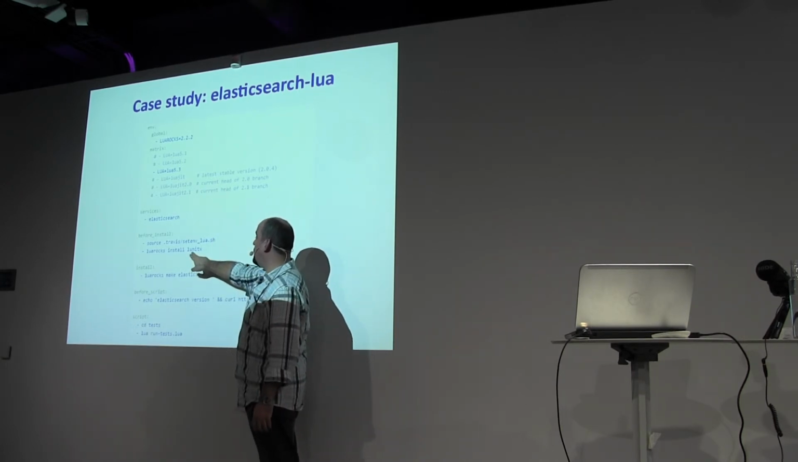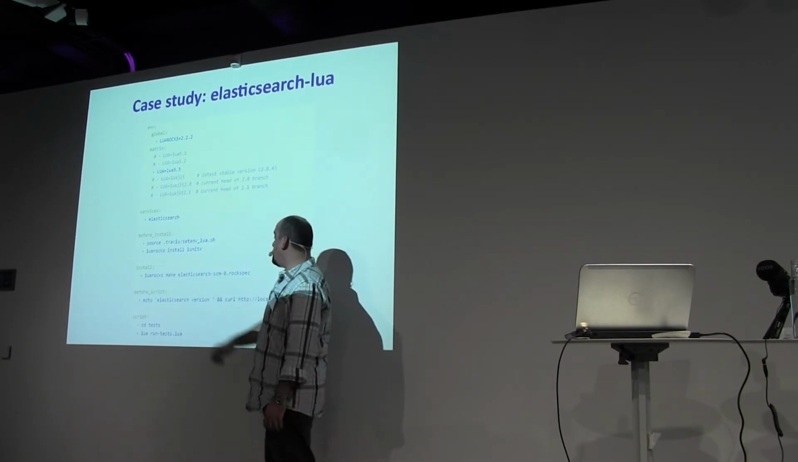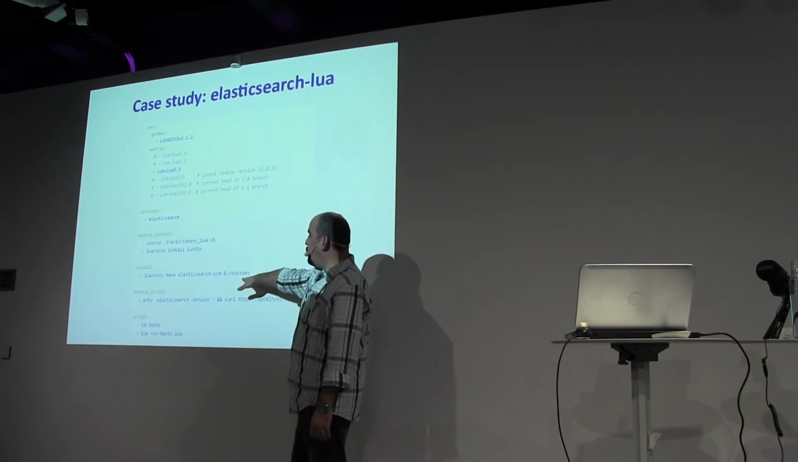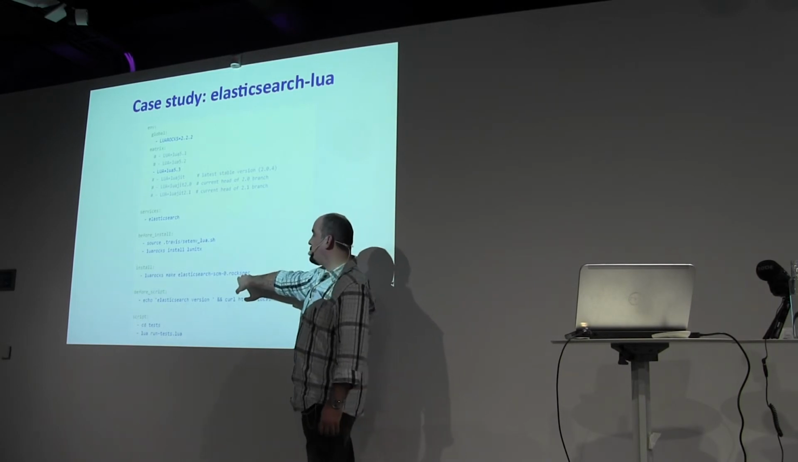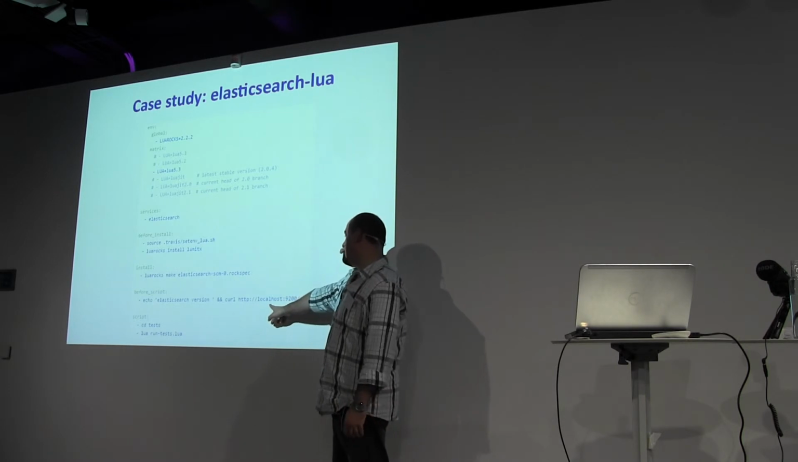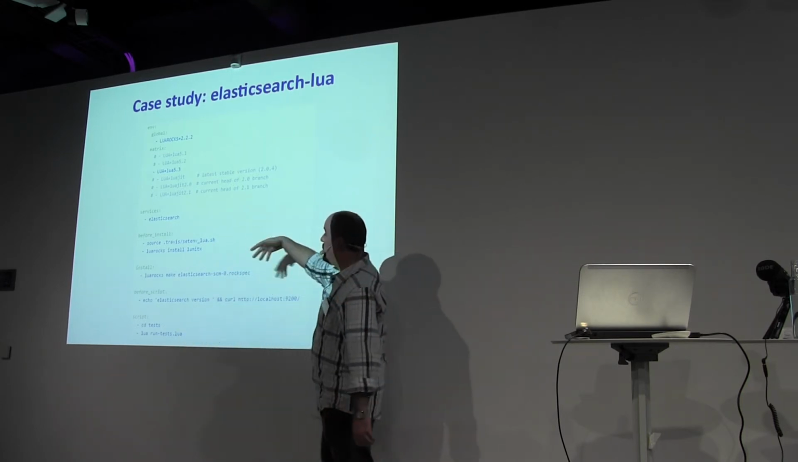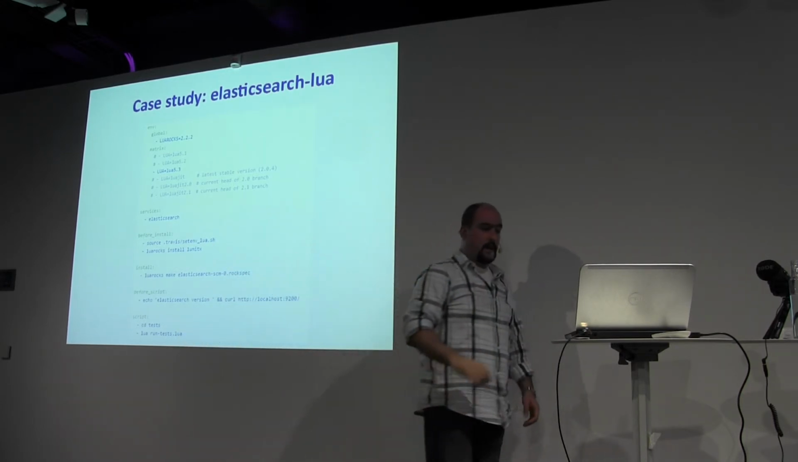Since the tests depend on this rock, Unix, we installed it. We build it using the rockspec. We build the code of the client. We make sure Elasticsearch is running. We see the version, and run the tests that were already supplied by the library.